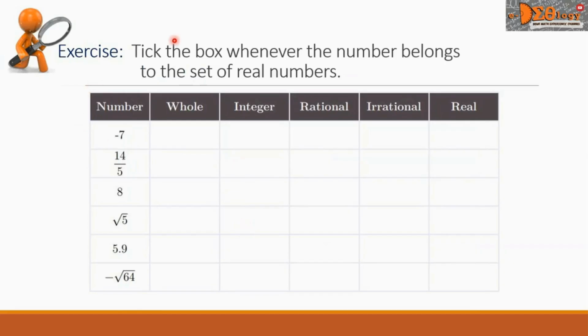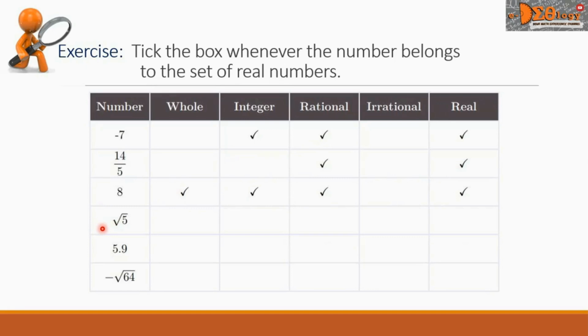Let's do this exercise. Tick the box whenever the number belongs to the set of real numbers. The first number, -7. So this is an integer, a rational number, and a real number. Next number, 14/5. This is a fraction. It means this is a rational number and a real number. Third number is 8. This is a whole number, integer, rational number, and a real number.